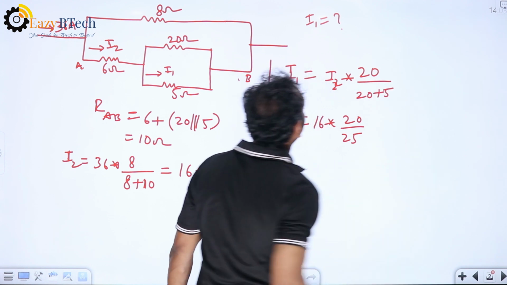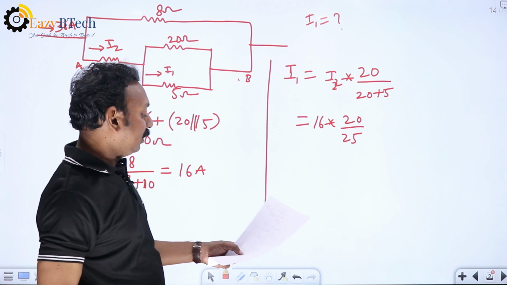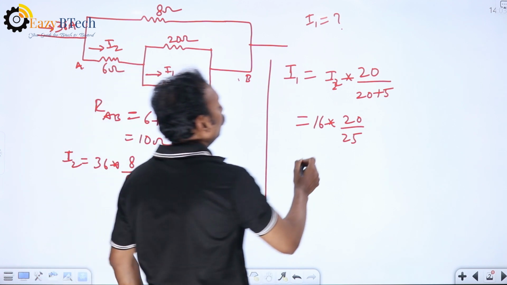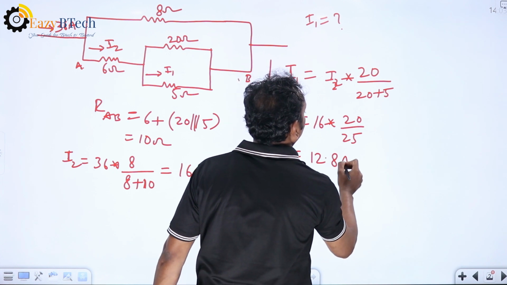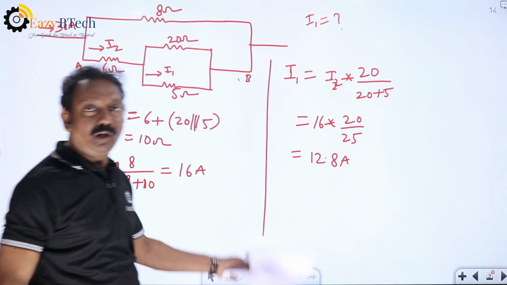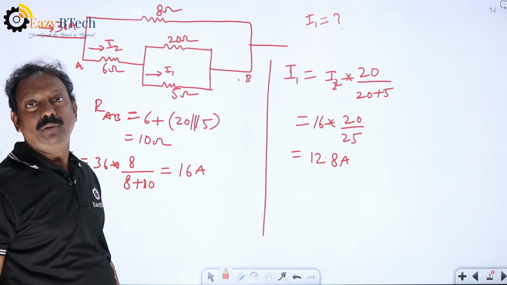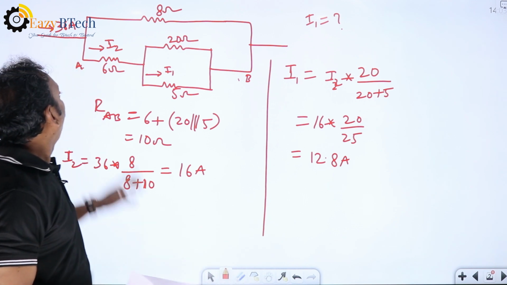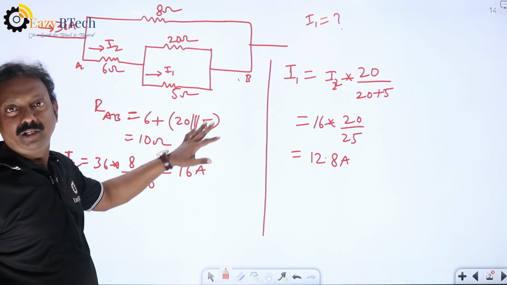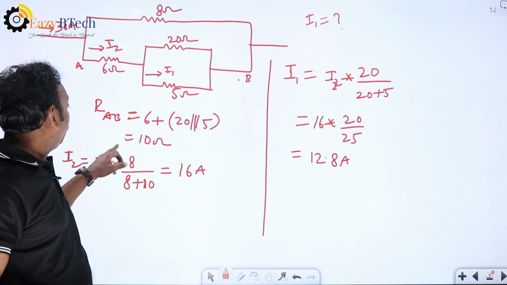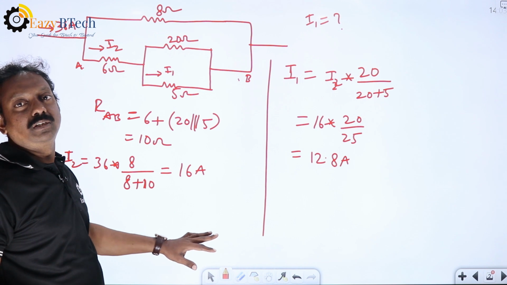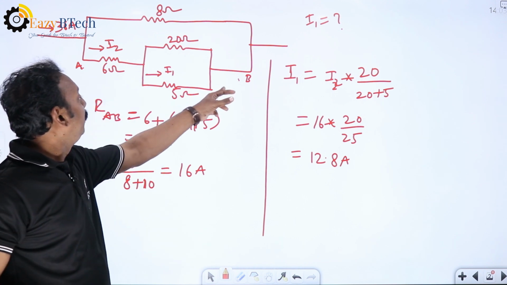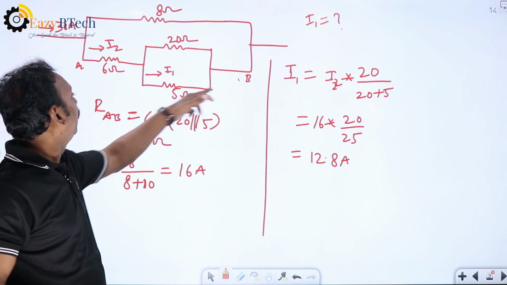Plus 5. After calculating this one, approximately we will get 12.8 ampere. This is one of the word questions from the JNT question paper. If you know the total current, how do you find the equivalent resistance? Total current into opposite resistance by sum of the resistances. So between A and B, first find the equivalent resistance between A and B.